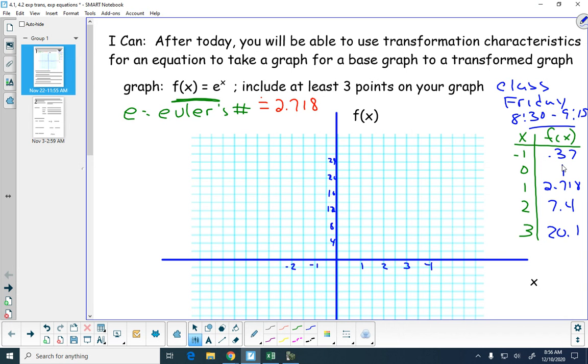18, 20, 22, 24. So if I plot these on this graph, if I have negative 1, I'm real close here, then I have 2.718 for 0. At 0, we are at 1. At 1, we're at 2.718. At 2, we are at 7.4. And at 3, we are at 20.1.